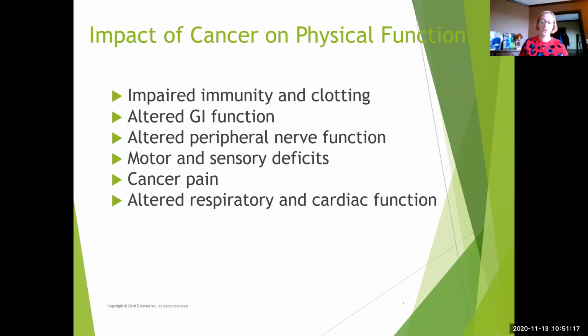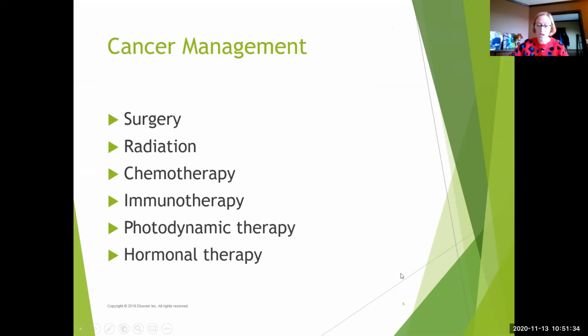Cancer on physical function: we know that cancer can affect every body system and impair pretty much anything and everything. So immunity and clotting, GI function, peripheral nerve function, motor and sensory deficits, pain, and altered respiratory and cardiac function as well. The different cancer managements that we're going to discuss are surgery, radiation, chemo, immunotherapy, photodynamic therapy, and hormonal therapy.